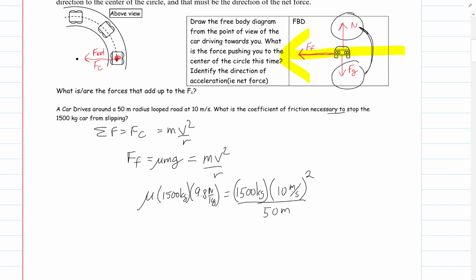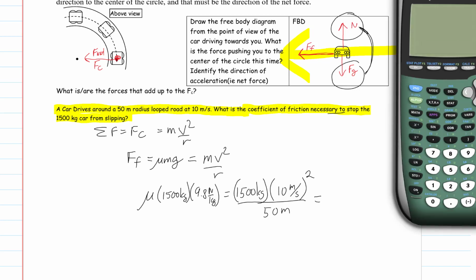In case I didn't read the question out loud to you, let's just do it right now. A car drives around a 50-meter radius looped road at 10 meters per second. What is the coefficient of friction necessary to stop the 1,500-kilogram car from slipping? Or it could be even just an orange truck in a parking lot. So 1,500 times 10 squared divided by 50, we need a frictional force of 3,000 newtons.